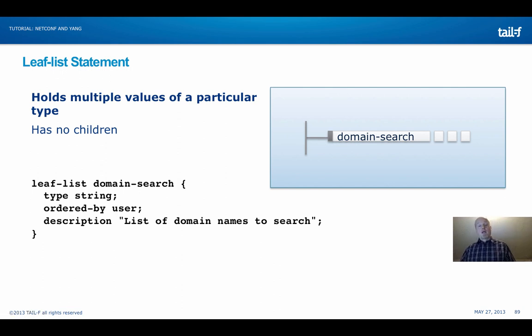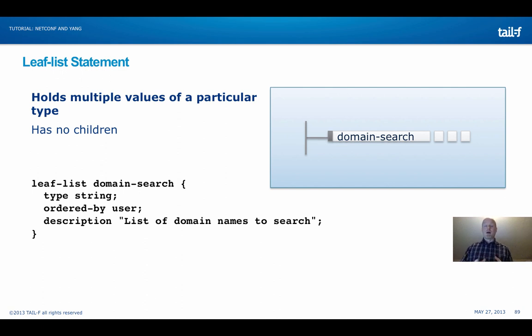Lists in YANG either have no semantics and are controlled by the NetConf server, or if there's an explicit semantic attached to the ordering, the NetConf client can manipulate the list and put an item first or after, etc. In this case, the domain search is ordered by user, meaning a NetConf client can drop an item at a position in the list.